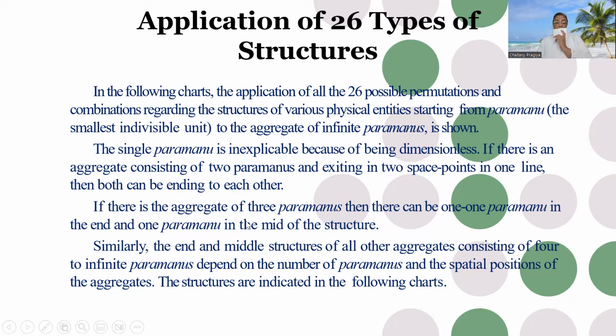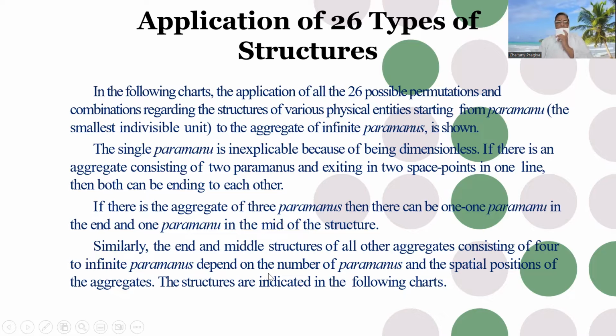If there is the aggregate of 3 Paramanus, then there can be one Paramanu at each end and 1 Paramanu in the middle. So in this way, the structure is shown that there is only 1 middle and 2 endings. So in the object which is consisting of 3 atoms, we find 2 endings and 1 middle part, because on both sides we find endings and there is only 1 atom in between.